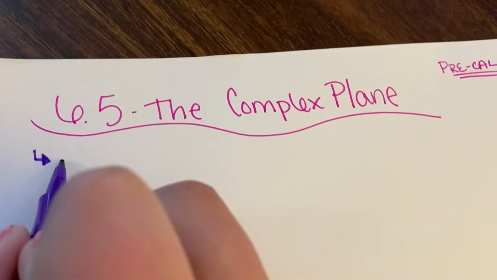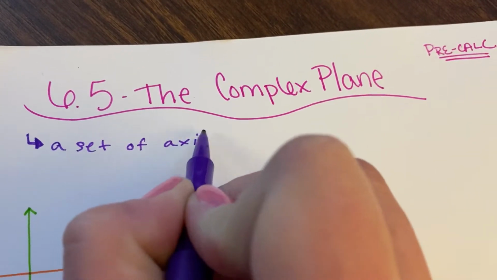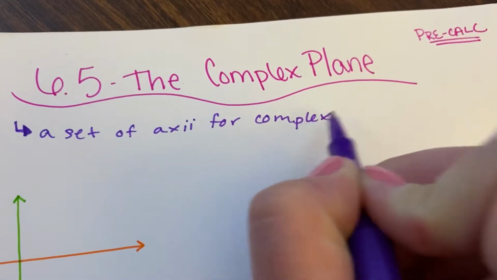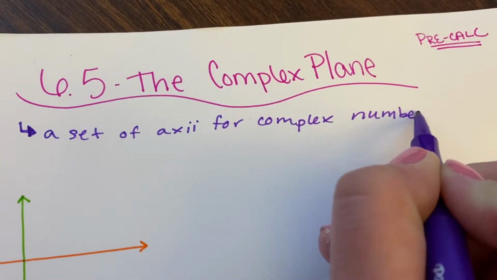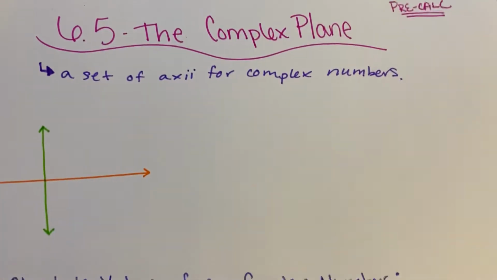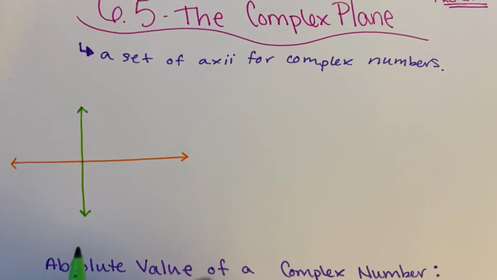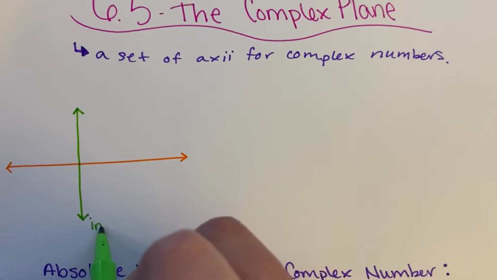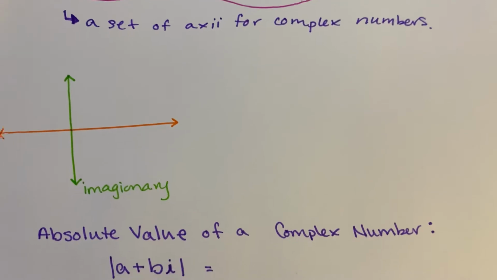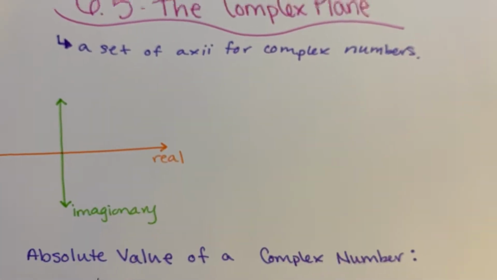So the complex plane is a set of axes for complex numbers. We can think of it like an x and y axis, a vertical and a horizontal, and one of them is for imaginary, and that'd be the vertical one, and one of them is for real numbers. That'd be the horizontal one.